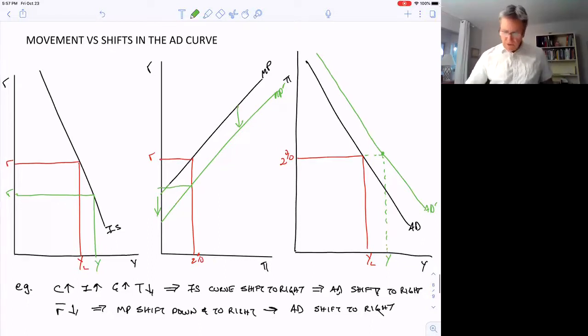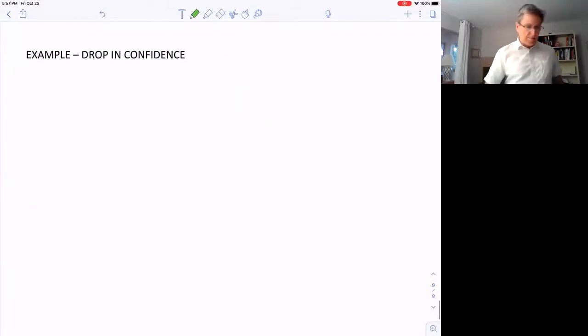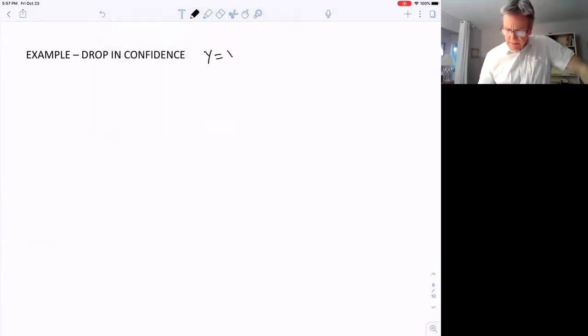Okay, so next let's go through an example. We'll go through an example where the economy is just fine. We're at potential, we're at full employment, but there's some sort of drop in confidence, like what Keynes would say, a drop in animal spirits. How does this affect the economy?